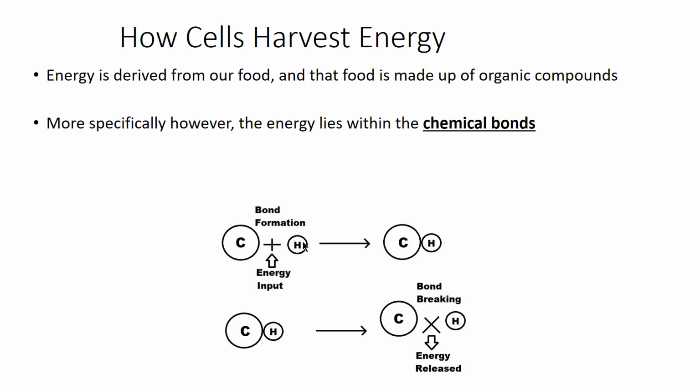ultimately comes down to the fact that energy lies within the chemical bonds of our food. There's always more to it than that. But ultimately, if you look at, for example, a carbon and a hydrogen atom, there is a physical energetic force that occurs between these two things. It literally takes energy to form them, and then energy can be released when these two are broken. So energy input to form, energy release upon breaking.